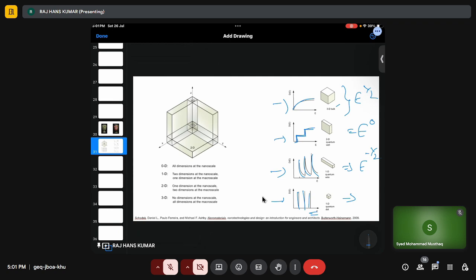So that's all for today's session, and in the next session we'll talk much more about different types of nanomaterials and what nanomaterials even are.